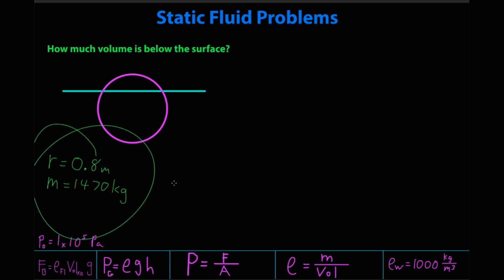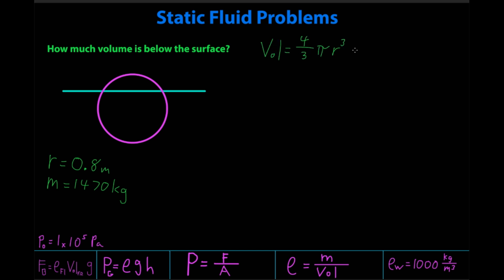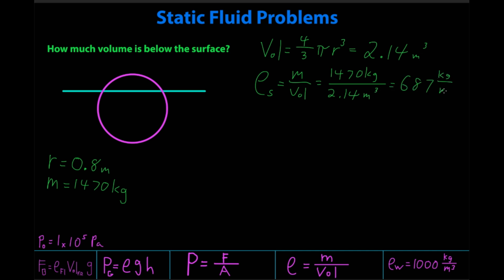Well, to start, given what we have here, we can get the actual volume of the ball itself. So let's do that. Volume is 4/3 pi r cubed for a sphere. Using my radius of 0.8 meters, I get 2.14 meters cubed. Well, if we have mass and we have volume, let's get density of the sphere. Density is mass over volume, 1,470 kilograms over 2.14 meters cubed gives you 687 kilograms per meter cubed, which means this definitely has a density less than water, so yes, it will float, even though it is over 1,000 kilograms.